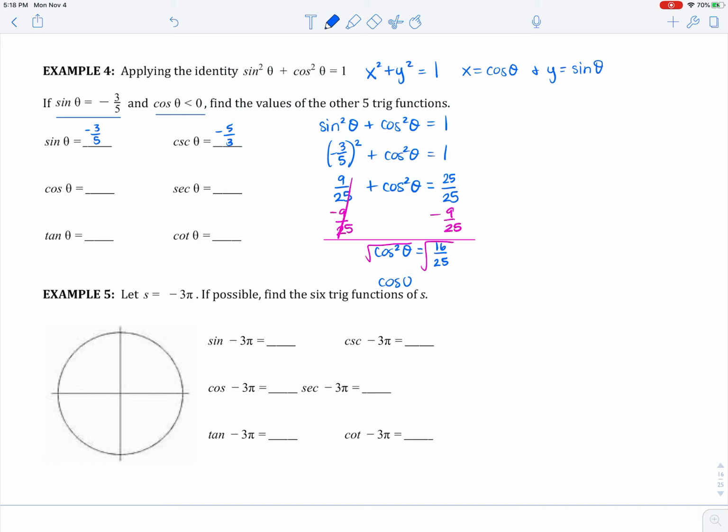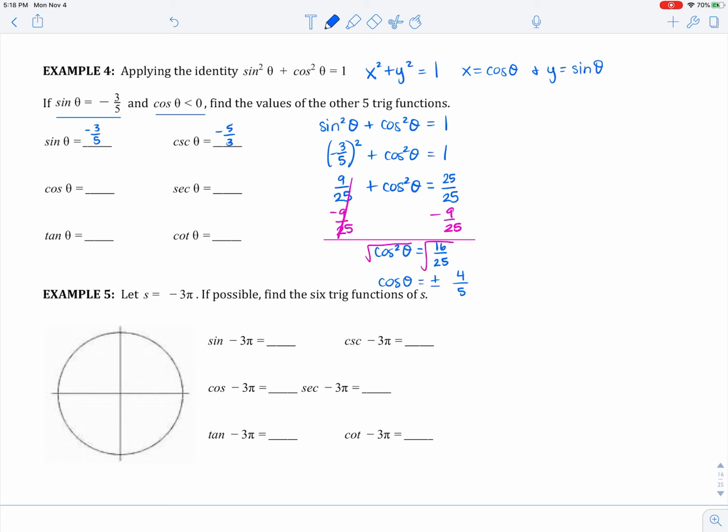And we get cosine theta equals, remember when you take the square root of something squared, add the plus or minus. Plus or minus square root of 16 is 4. Square root of 25 is 5. So we have cosine theta is either positive 4/5 or negative 4/5. So we have to choose one of them.